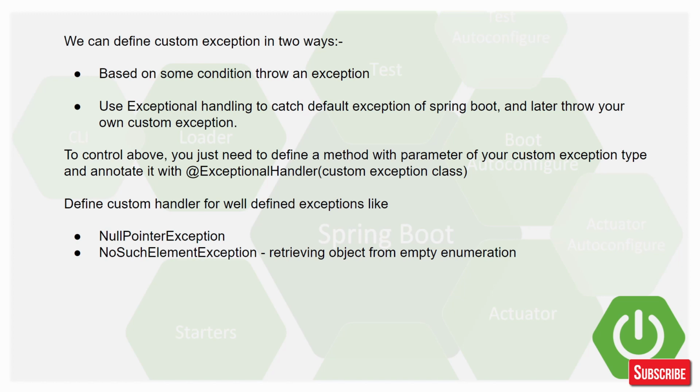Also, you can define a custom handler for a well-defined exception. Null pointer exception is a well-defined exception, and you can define your own version of it, deciding what details you want to send to the client in case it is thrown. Similarly, you can define your own version of exception handling for no such element exception, which occurs when retrieving an object from an empty enumeration or container.